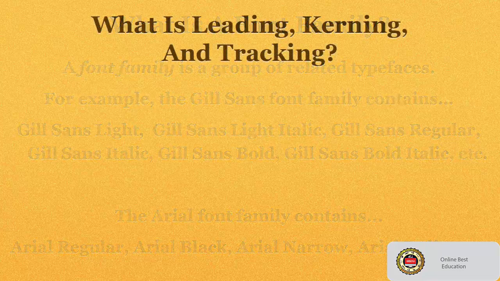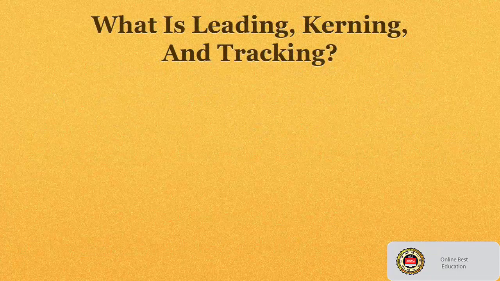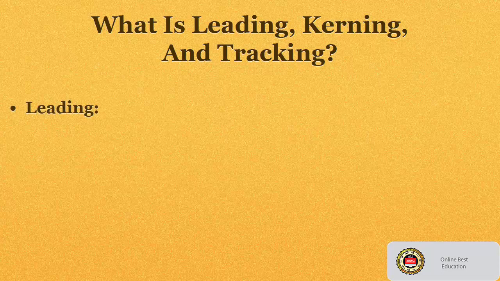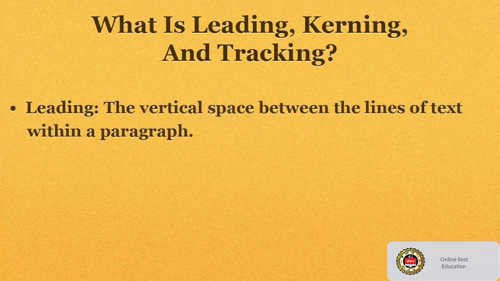All right, what do we have next? Here's a big one. What's leading, what's kerning, and what is tracking? Have you heard of these terms before? Let's define them here so that we're all on the same page. First of all, let's talk about leading. Leading is the space between the lines of text within a paragraph, the vertical space between the lines of text within a paragraph. Let me give you an example.